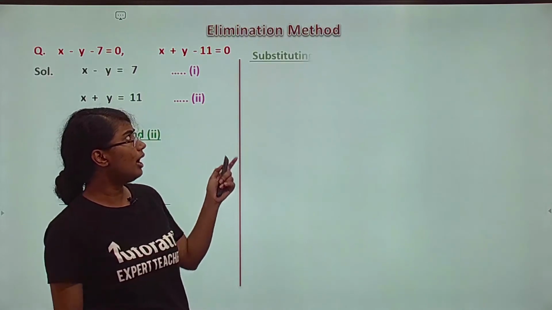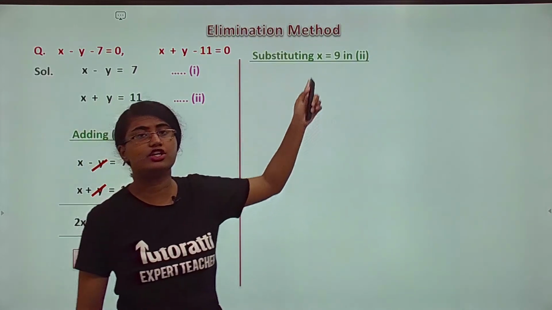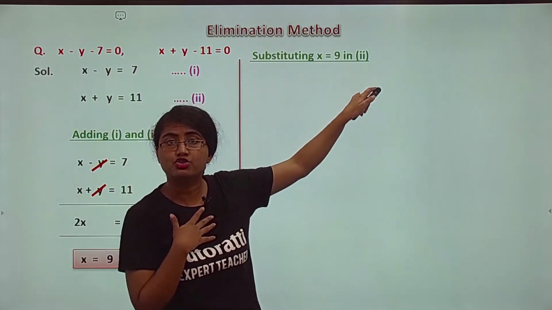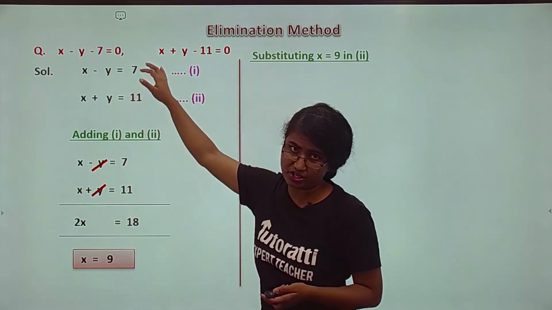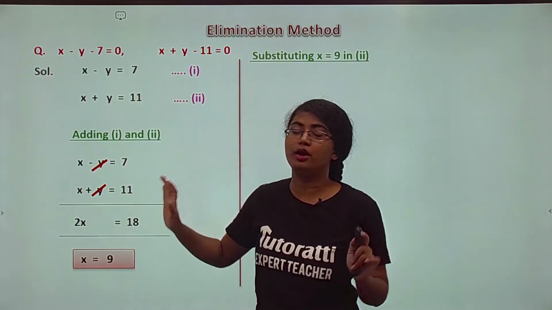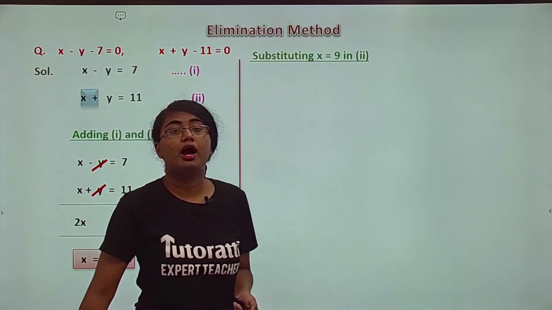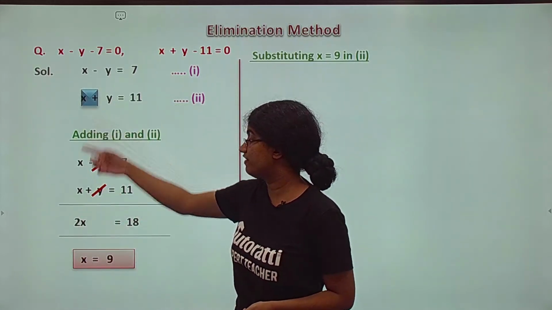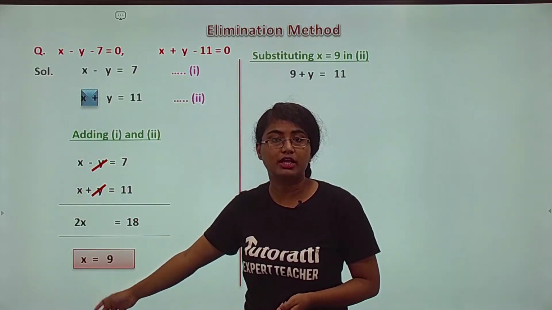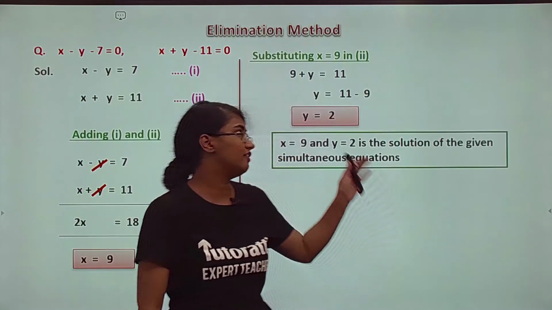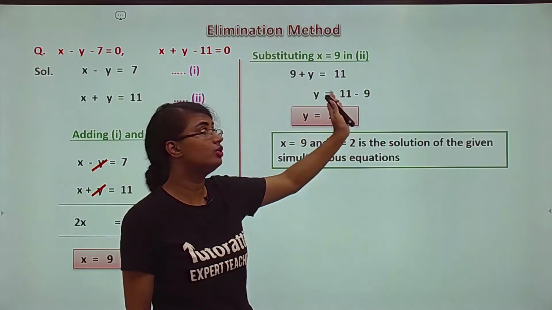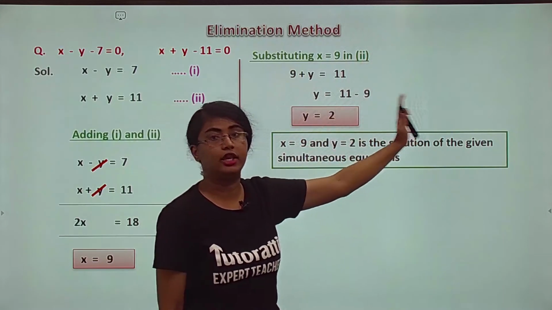Now, I'm going to substitute x equals 9 in equation 2. This is my choice. You can go with any of the two equations. That is absolutely up to you. So what do I do? Instead of x, I'm going to write 9. So 9 plus y equals 11, and y is equal to 11 minus 9, and y is equal to 2.